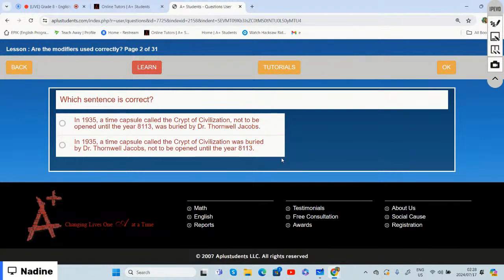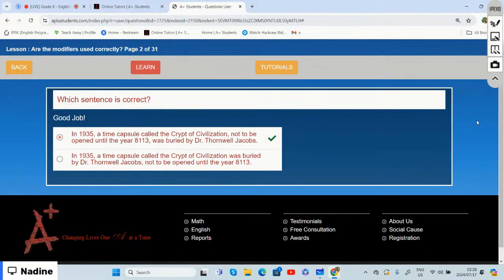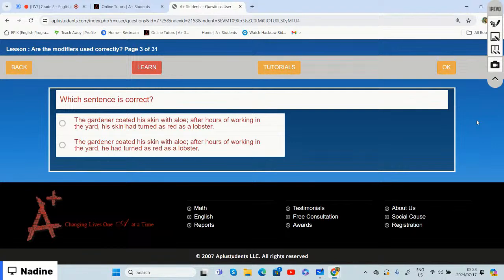All right, and we can then choose option one. Yes. Now we're going on to the next one. It says which sentence is correct? We need to choose the correct sentence, right?